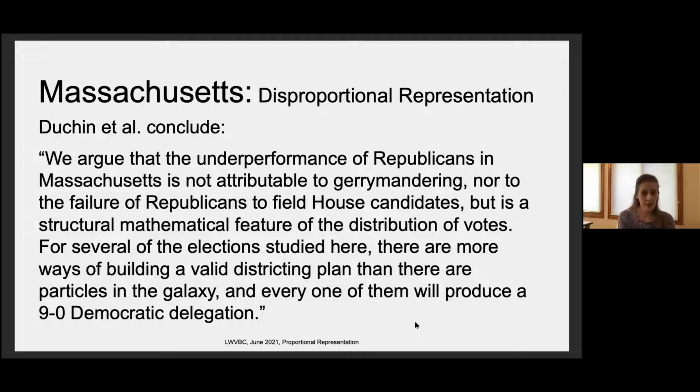So the takeaway message here is that, yes, gerrymandering is bad. It can produce very disproportional outcomes, but eliminating gerrymandering is not going to fix all the problems with single winner districts. It's not magically going to produce proportional representation, even if all the districts are drawn in good faith.